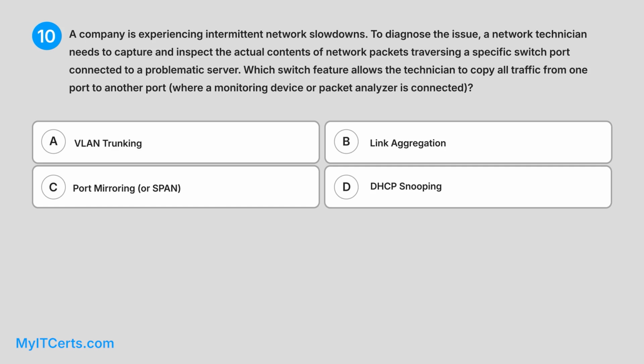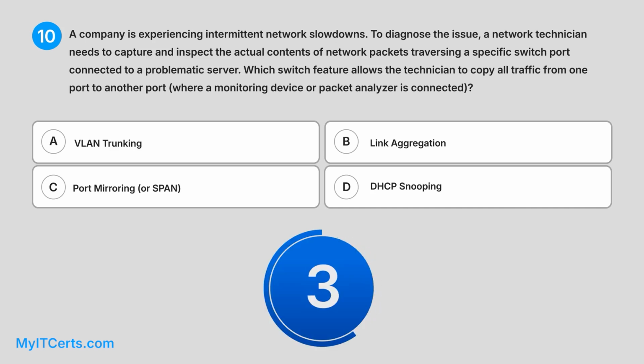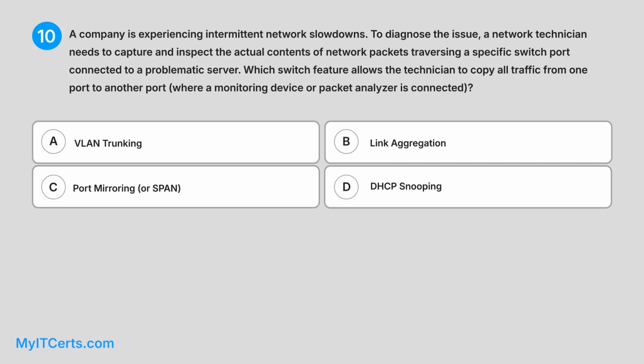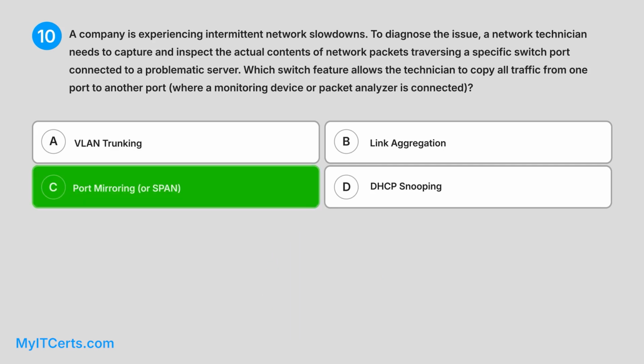A. VLAN trunking. B. Link aggregation. C. Port mirroring, or SPAN. D. DHCP snooping. Can you guess the answer? Correct answer, C. Port mirroring or SPAN.